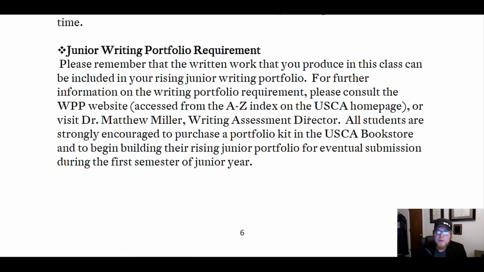Junior writing portfolio. Remember that the work that you produce for this class, these weekly analyses, can be used in your rising junior portfolio. For more information about that, you can go to the A-Z Index on the USC Aiken homepage, or you can talk to Dr. Matthew Miller, the Writing Assessment Director.